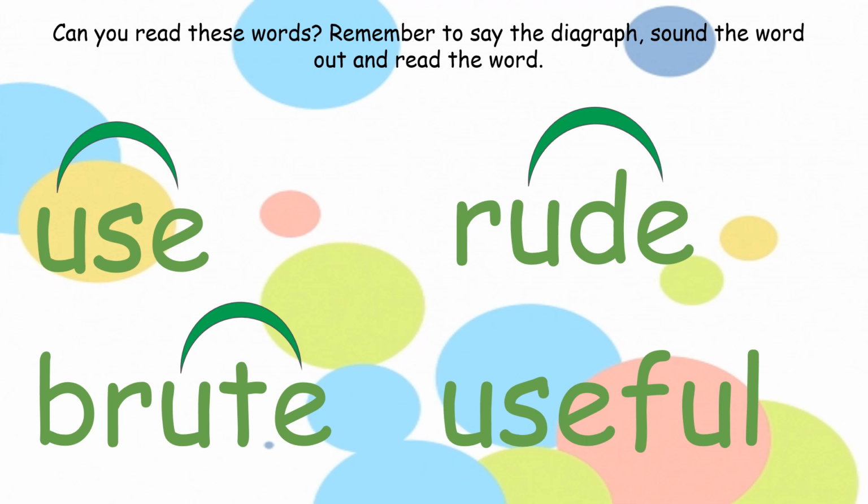B-r-u-t. Brute. And brute is another way of saying a monster. So we can say, there is a brute under my bed, when we actually mean there is a monster underneath my bed. And the fourth word, can you spot the oo sound? Here we go. Let's use our sounds. Ooze. We know that word is use. Full. We say full. So the word is useful.